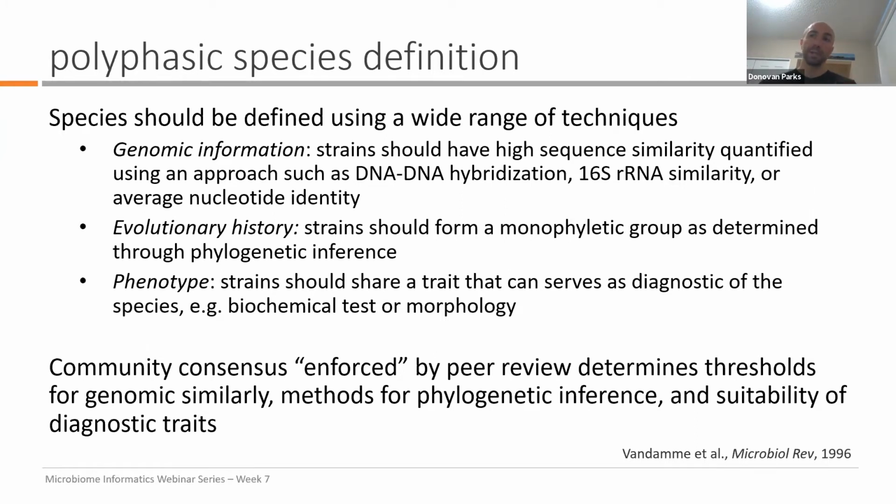Now, we would also like strains from the same species to be monophyletic. Again, we can quantify this because we have ways now, of course, to infer the evolutionary history of organisms. And we would also like strains from the same species to share some sort of trait that can serve as diagnostic of that species. Now, this is maybe more of a historical requirement, since it's not that long ago that having access to sequencing technology wasn't that common.